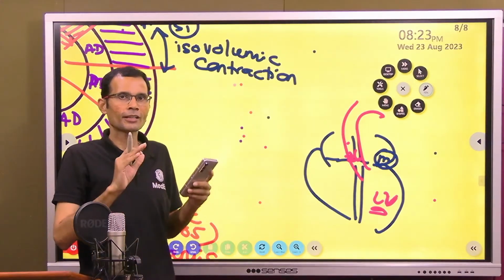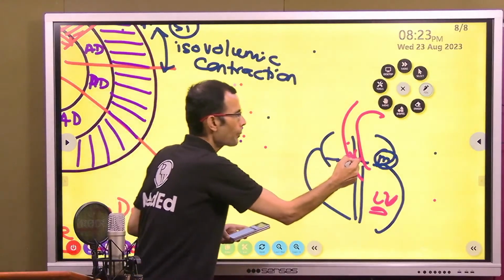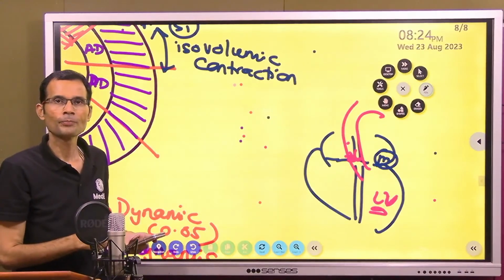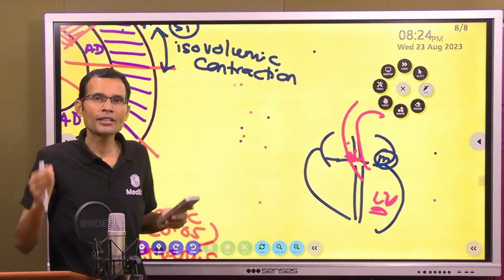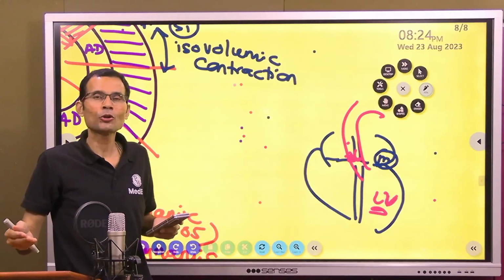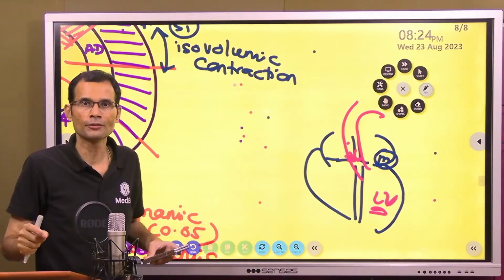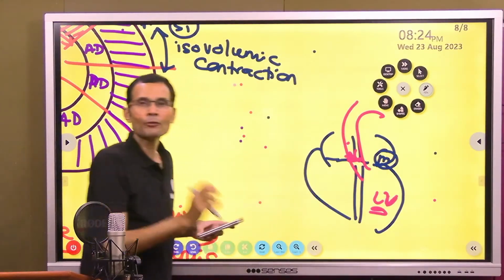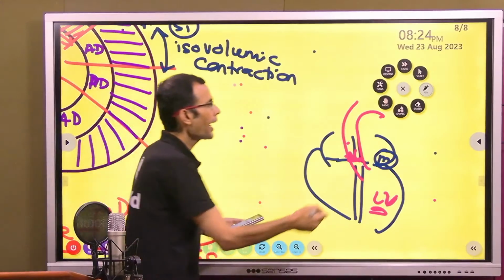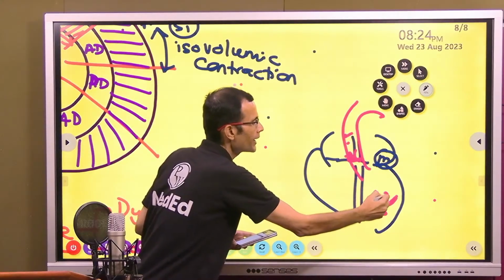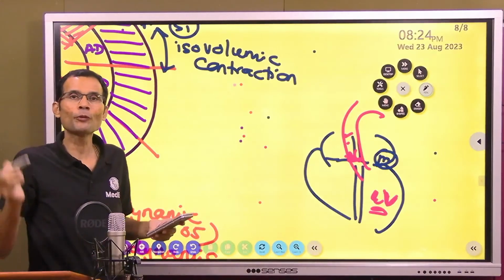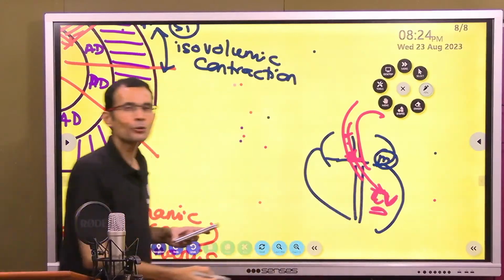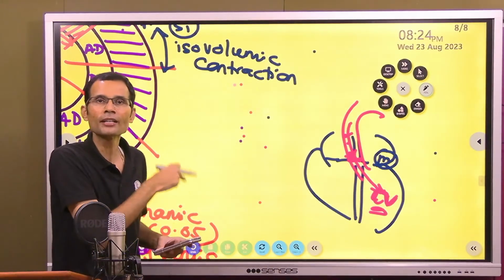Now imagine, aorta pressure is still more than the left ventricular pressure. Now consider a valvular heart disease called aortic regurgitation. If the aortic valve is incompetent and aorta pressure is more than the left ventricular pressure, what will happen? The blood will go from aorta back into the left ventricle in this phase.